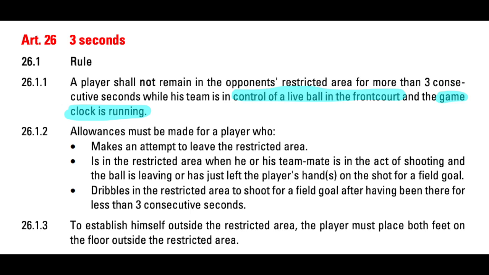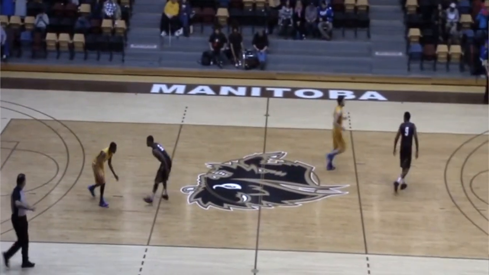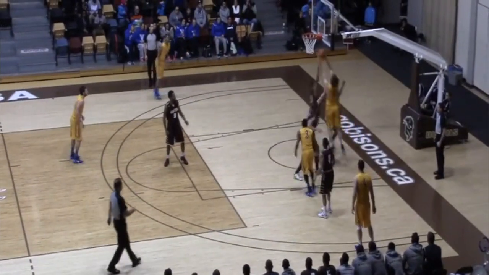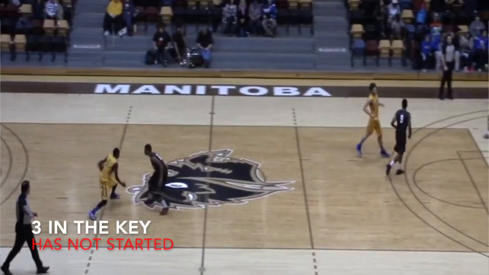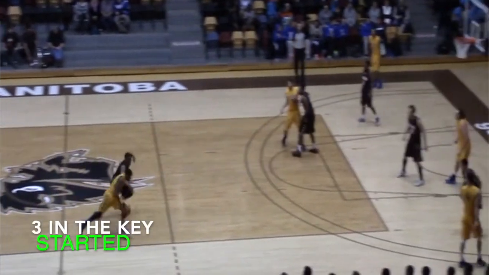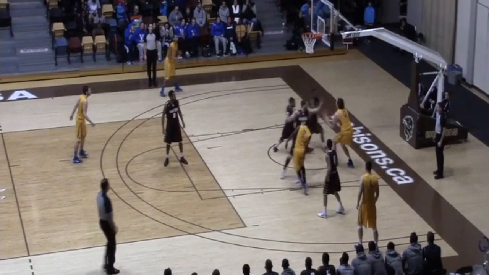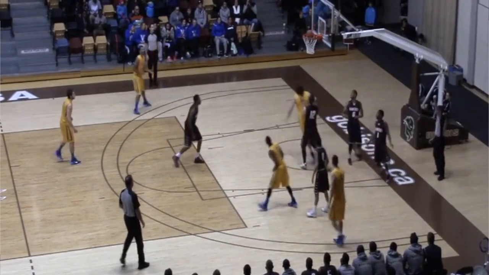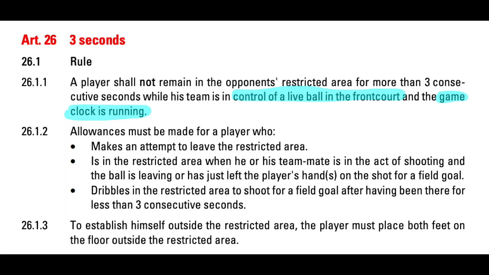Now when we talk about control of a live ball in the front court, that's when you cross the half court line and enter the half court that you're attacking. So the hoop that you're attacking, once you pass that half court line, you are now in your front court. So if a teammate is dribbling in the back court, maybe there's pressure just bringing up the ball, that 3 in the key does not exist. It can't occur because you're not in the front court. So any player can stand in the key for as long as they want. It doesn't start until the player has crossed the half court line, which means they've entered their front court.